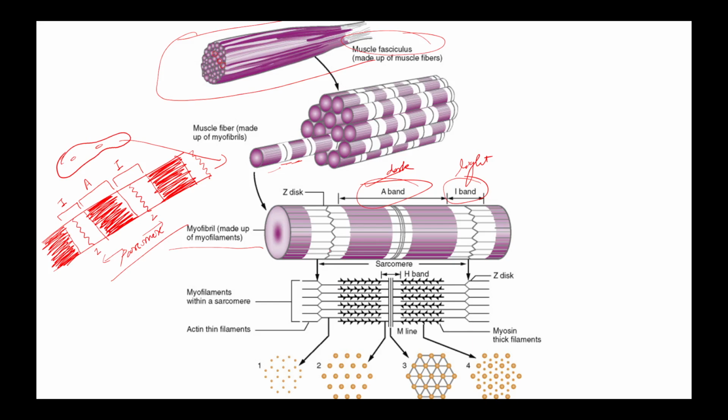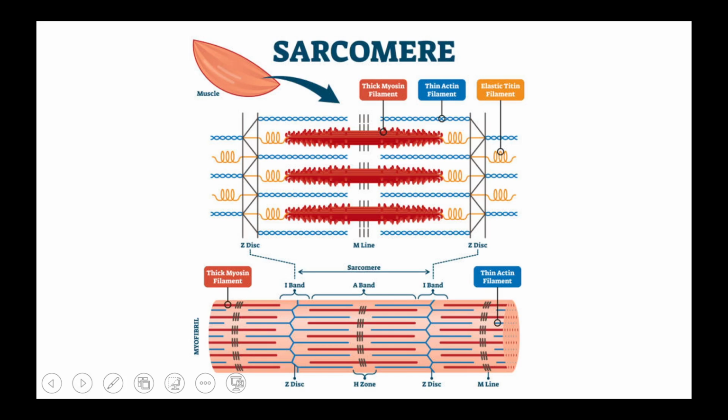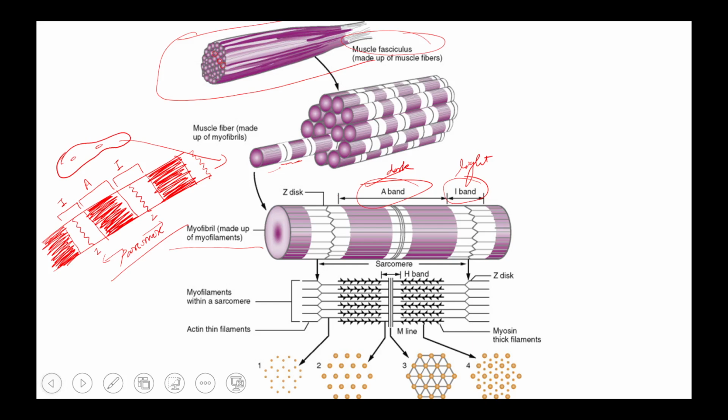Here in the picture you can also see that from one Z disc to another Z disc is referred to as a sarcomere, and this is the unit of the myofibril. This sarcomere contains half of the I band, one full A band, and another half of the I band. Also, in the middle of the A band you will have a middle line that is referred to as the M line.